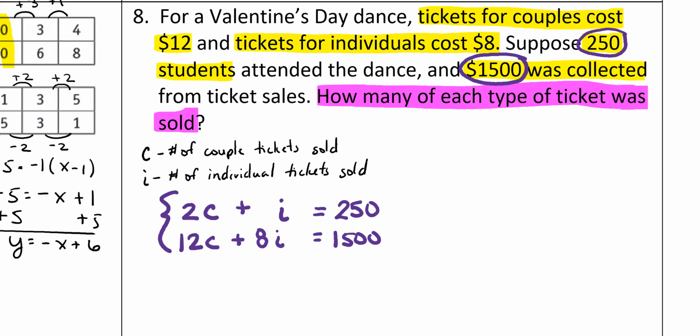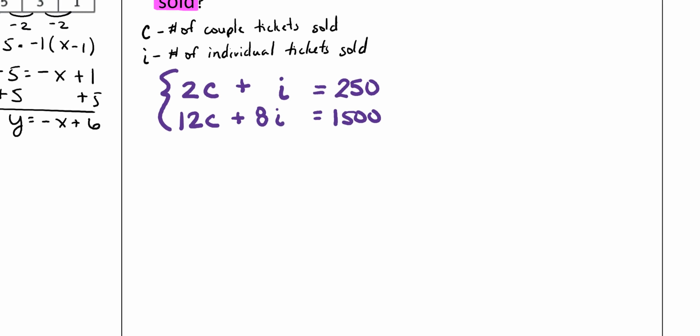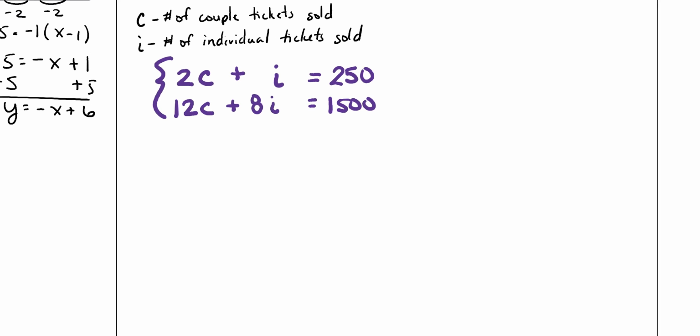But now that we have our system, we're going to solve it just like we did before. So the best variable to solve for is the I. Okay, so what I want you to do is I want you to take a moment now and go ahead and solve this out. When you're ready, turn the video back on.